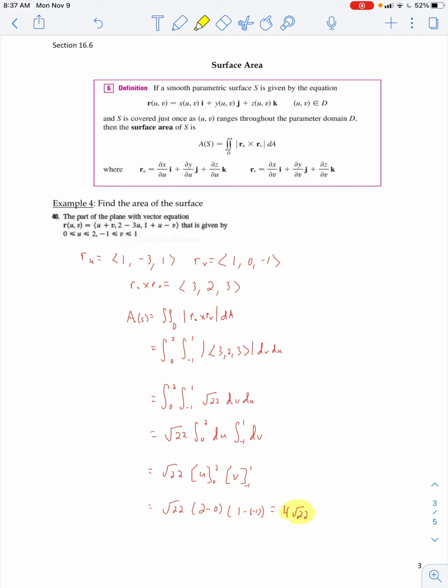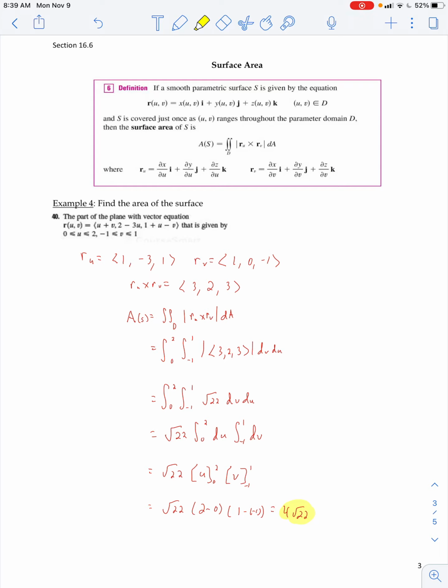r_u is the partial derivative of our vector equation with respect to u, and r sub v is also the partial derivative of our vector equation with respect to v. So, find the area of the surface.